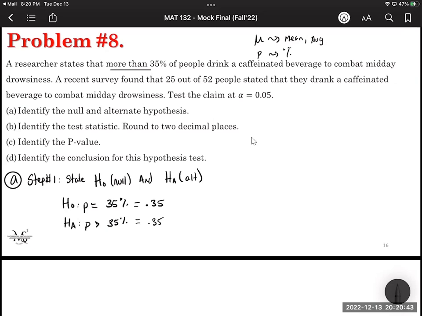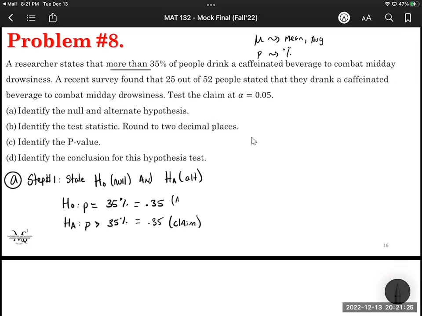All right, so we have our null and we have our alternate hypothesis. Now, which one of them is the claim? Is it the null that is the claim, or is it the alternate that's the claim? What is the original claim based on this problem? Yeah, HA. Not H0, HA. HA is the original claim.